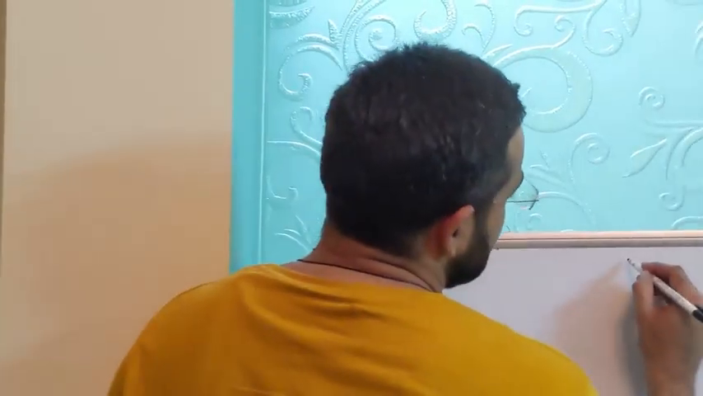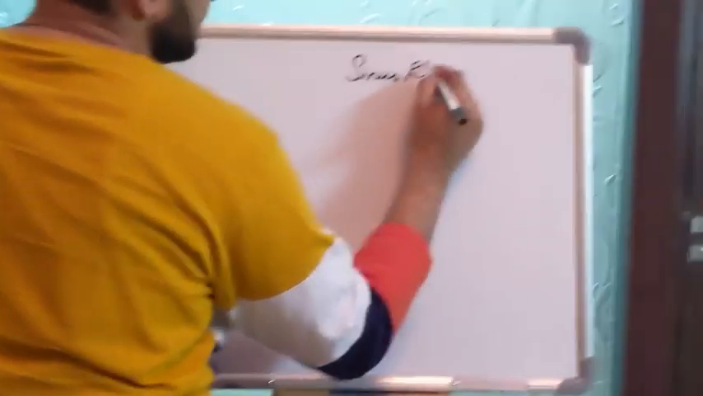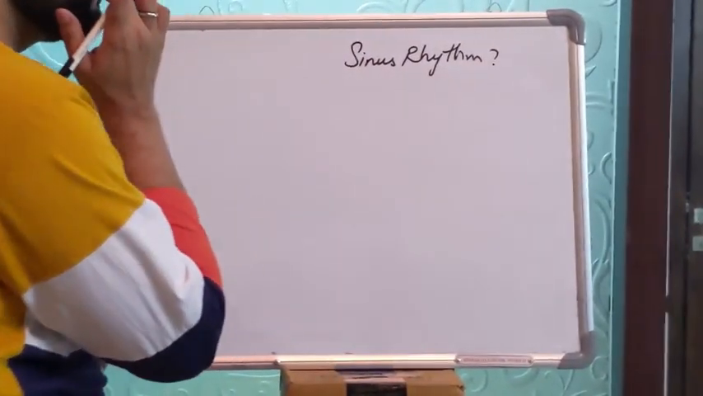Good day everyone. In our last video we saw the standardization and speed of the paper, and how to analyze the rate of an ECG. Today we will talk about how to analyze the rhythm on an ECG. So what exactly do you mean by sinus rhythm? When someone says it is a sinus rhythm on an ECG, what do you mean by that?